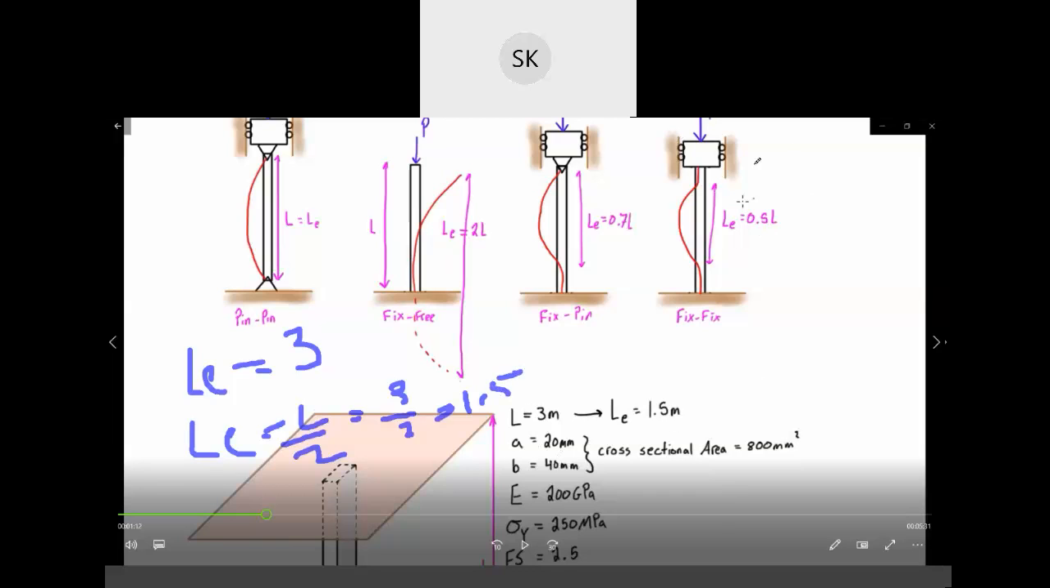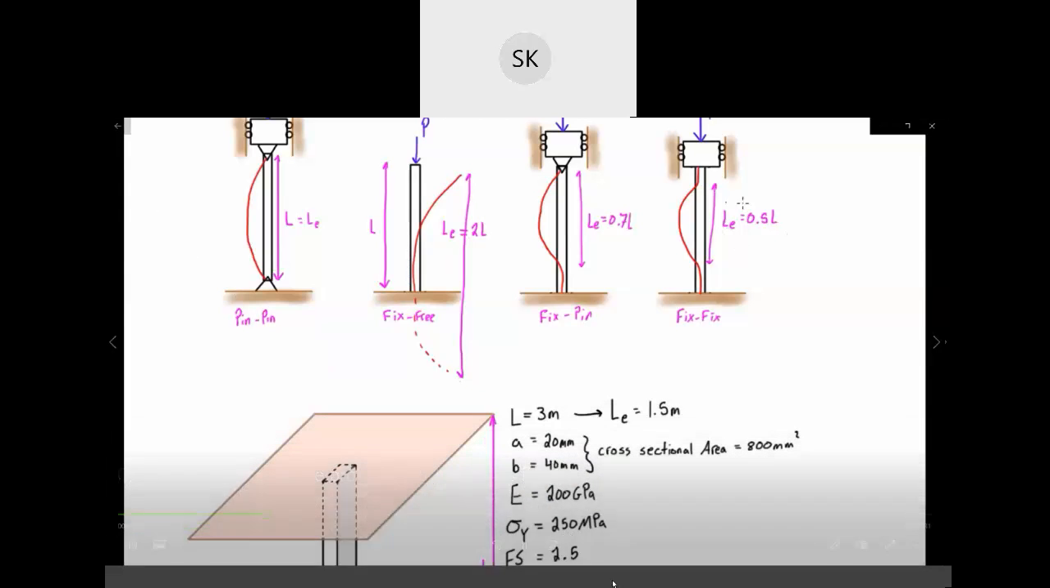Now, your effective length depends on the condition. It will be written in the question whether both ends are fixed or hinged. As both ends are fixed, your effective length will be 0.5 of L. So we have found L is equal to 3 meters by 2, and it is 1.5 meters. Okay, hope it is clear.